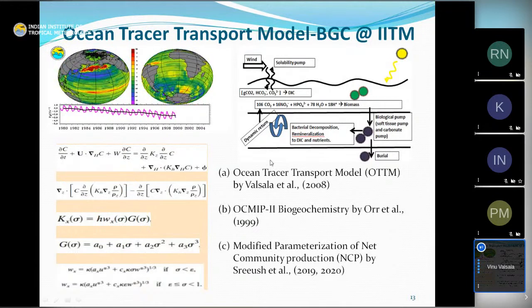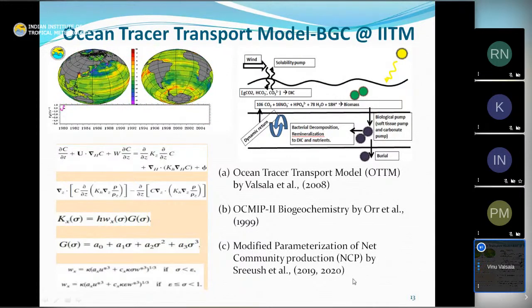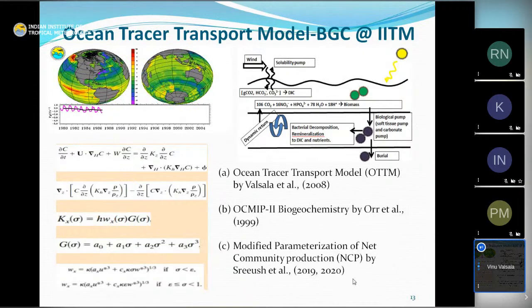It is coupled with the biogeochemistry by Orr et al. So what is the Orr et al. biogeochemistry? It is the OCMIP2 biogeochemistry. I'm going to introduce what it is. We have also made several modifications to this biogeochemistry in our past years of research. We have modified the net community production, NCP, depth by looking at the sunlight and chlorophyll, for example. We have introduced a new parameterization to better represent the seasonal variability in this model. So the physical model is an ocean tracer transport model from our past research, and this model is coupled with the biogeochemistry as you see here.